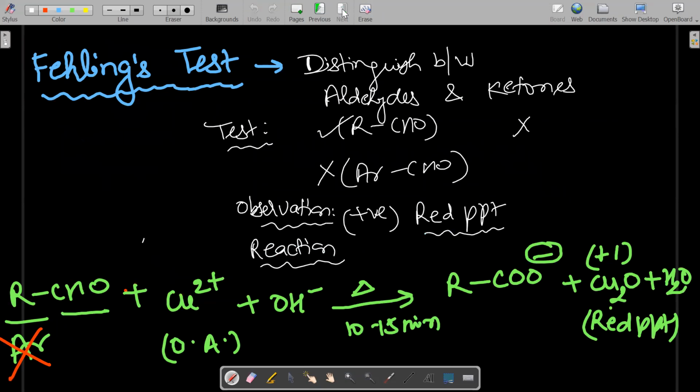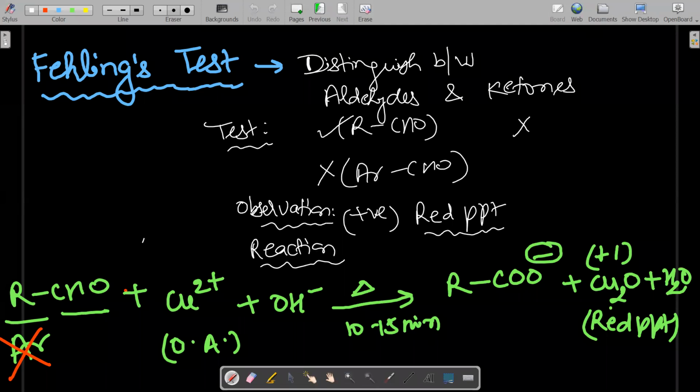So come to this page again. So what is Fehling test? Fehling test is a test to distinguish between aldehydes and ketones. It is given by only aliphatic aldehyde, not aromatic aldehyde, because aromatic aldehyde cannot be easily oxidized by weak oxidizing agent. Actually, Fehling reagent is a weaker oxidizing agent than Tollens reagent.